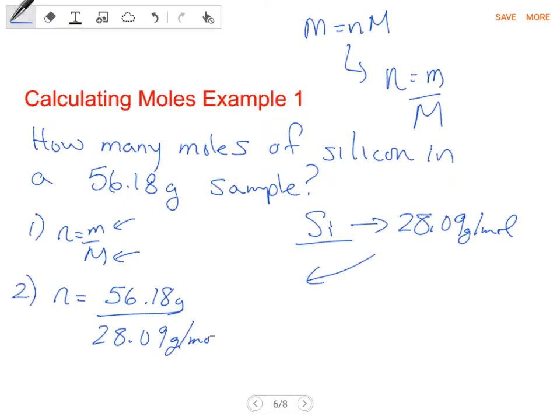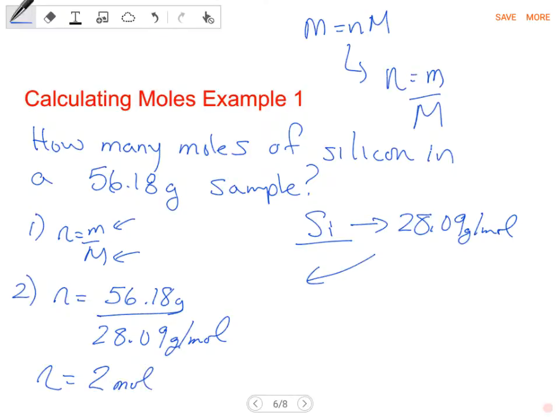Grams per mole. And this is going to be a simple division question. 56.18 divided by 28.09. Whoops, I hit multiply. That's going to be way too big. 56.18 divided by 28.09 should come out exactly to 2 if I'm doing it right in my head. And it does. Now what you get here is 2 moles.